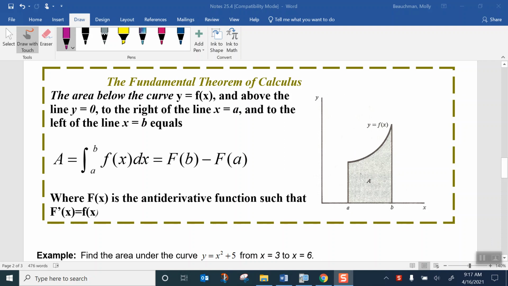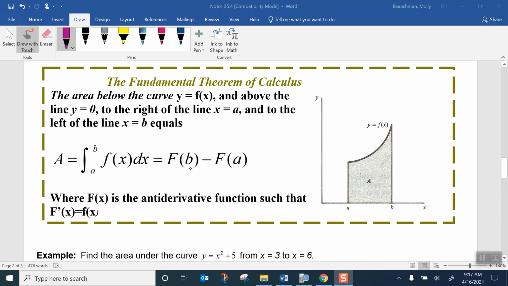So the fundamental theorem of calculus states the area below a curve of a function y equals f of x and above the line y equals 0, which is the x-axis, to the right of the line x equals a and to the left of the line x equals b is equal to the integral from a to b of the function f of x dx, and that equals the antiderivative evaluated at b minus the antiderivative evaluated at a. So capital F of x is the antiderivative of the function.